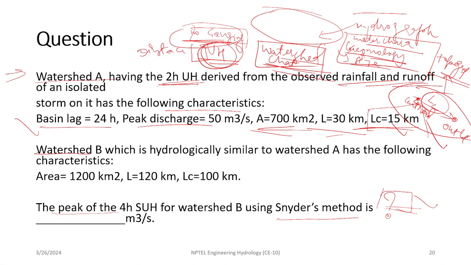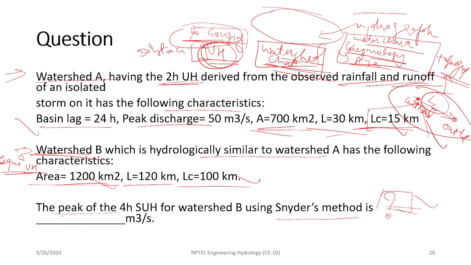Now watershed B, this watershed is the required unit hydrograph. We need to compute a unit hydrograph, so I am just calling it the required unit hydrograph, keeping in mind that similarity is given. So what are the inputs they have given? The area of this watershed is given, that is 1200. Then the length of this watershed is given, 120 kilometers. Then LC is also given, 100 kilometers.